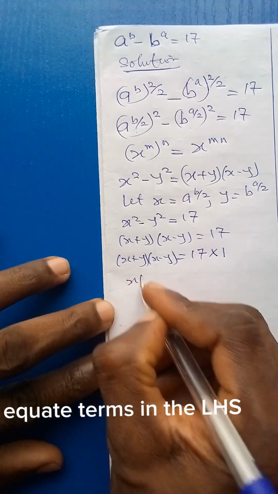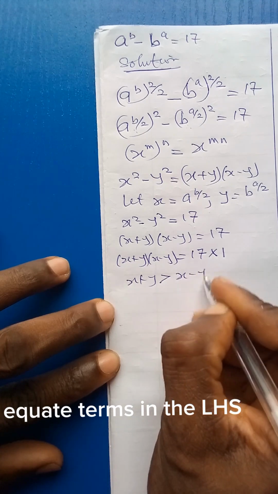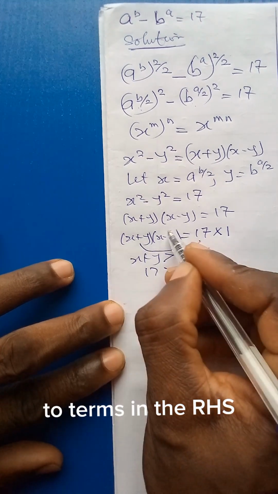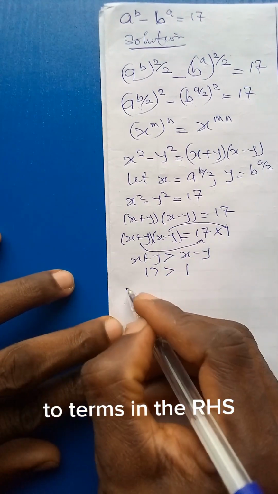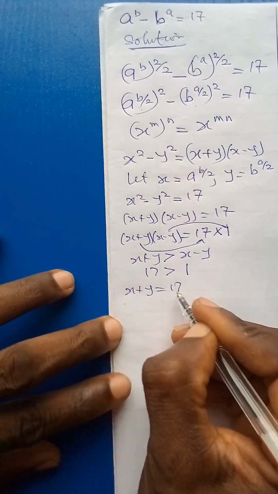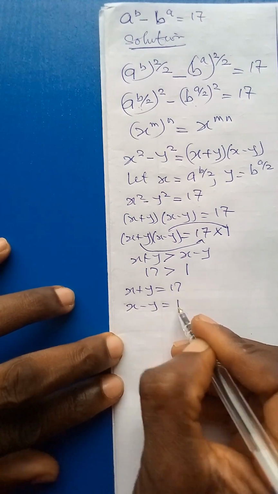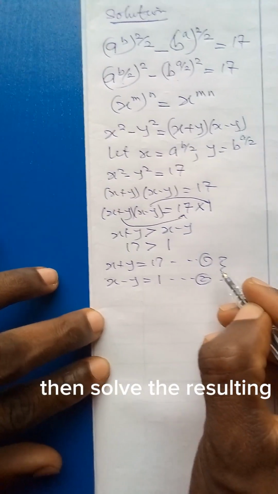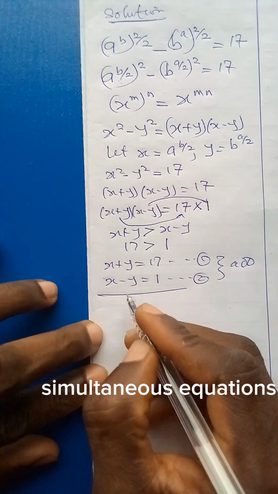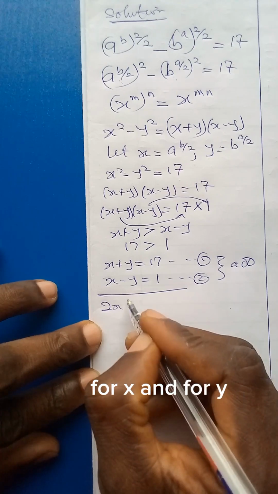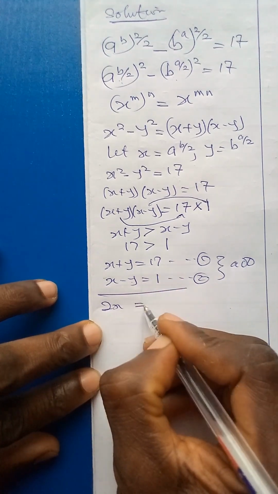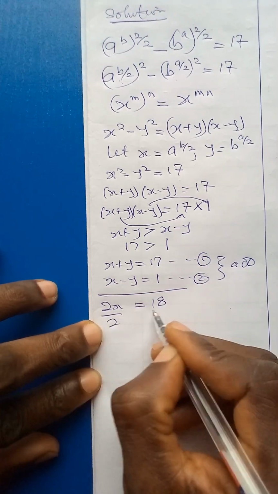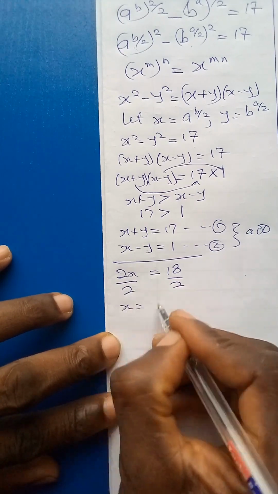We all know that x plus y is greater than x minus y, as 17 is greater than 1. Therefore, I'll equate this term to 17 and this term to 1. So it becomes x plus y is equal to 17 and x minus y is equal to 1. This is equation 1 and this is equation 2. I am going to add these two equations together. If I'm adding them, I'll have 2x then plus y minus y is 0 is equal to 17 plus 1 will give us 18. Divide both sides by 2 and I will have x is equal to 9.